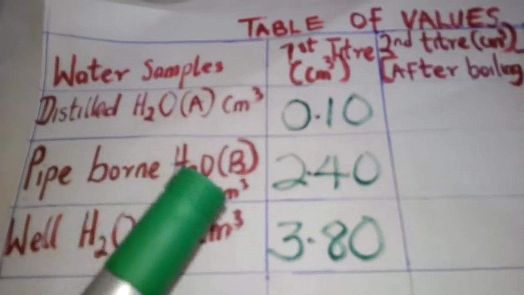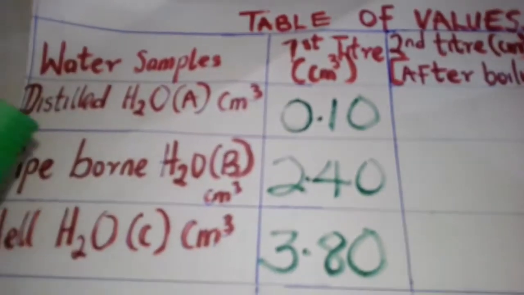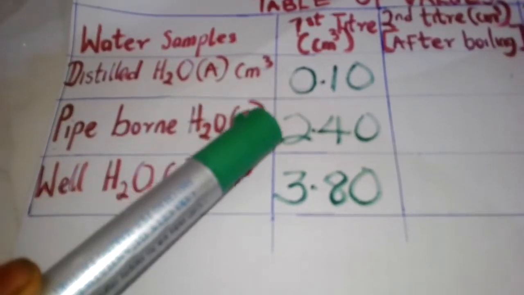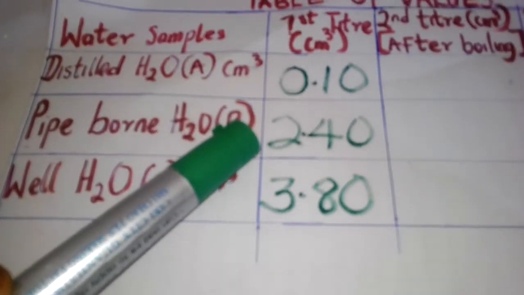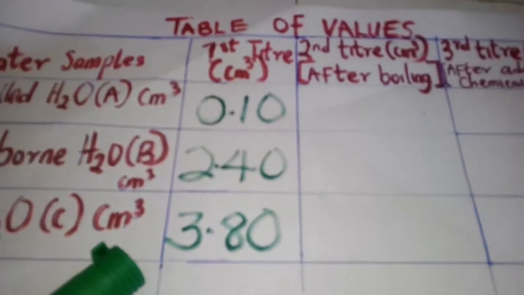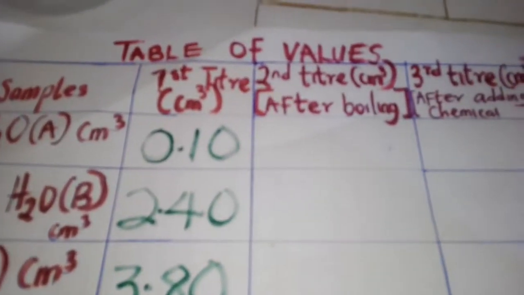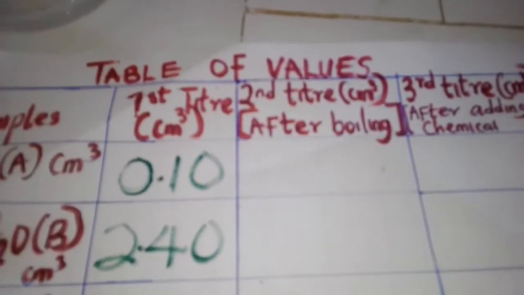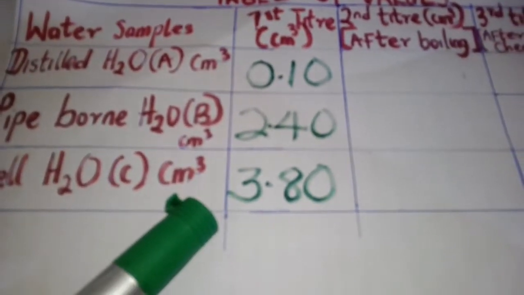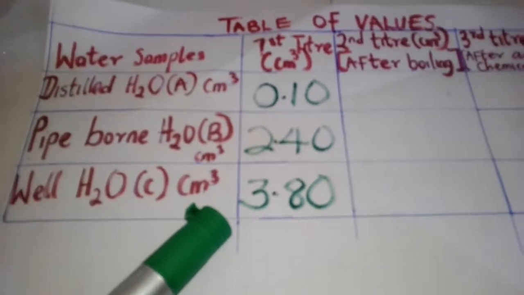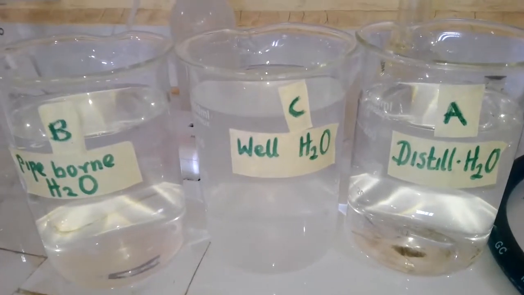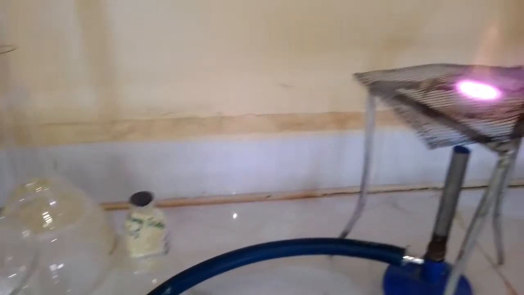From our table of values, the distilled water used only 0.1 ml of the soap solution. Pipe-borne water used 2.4 ml of the soap solution to form lather, while the well water used 3.8 ml of the soap solution to form lather. This shows that the pipe-borne water and well water contain either temporary hardness or permanent hardness, or both. Before starting the second titration, we will boil all our 3 samples of water.